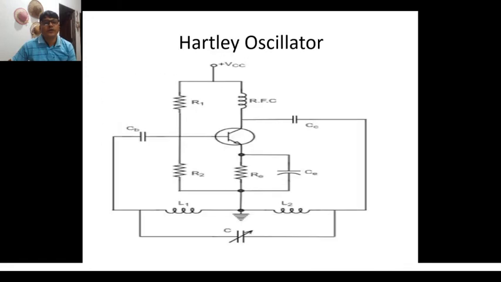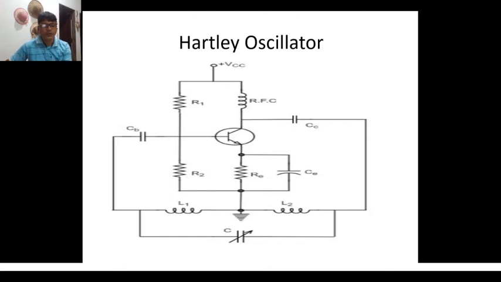Now this is the circuit diagram in order to explain the Hartley oscillator. The Hartley oscillator is a very popular oscillator used in a radio receiver as a local oscillator. It is very widely used in practice. The resistances R1, R2 and RE and supply voltage VCC establish the DC operating point of the transistor.